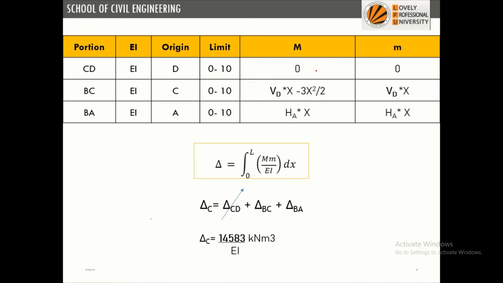In this table, and eventually we'll solve it for CD, BC and AB by simply integrating 0 to 10 of VD, this capital M into small m. The value of VD is known to us. Similarly, we'll integrate 0 to 10 of HA into x into HA into x. All the values are known. HA is known to us. We get something in the form of x. We'll substitute the value, and we'll get the final deflection as 14583 kilonewton meter cube upon EI. When we solve, we'll get the answer in millimeters. So that's it.